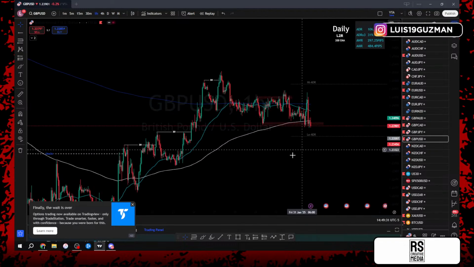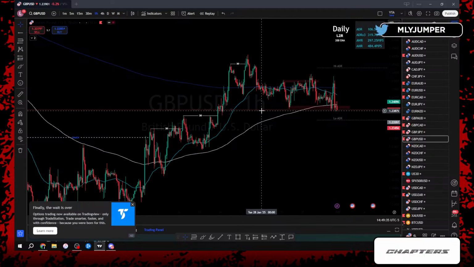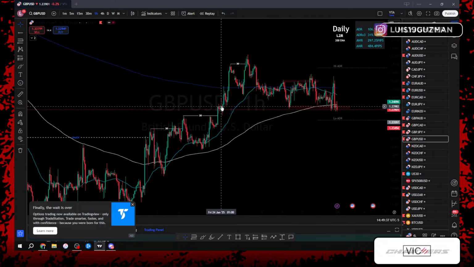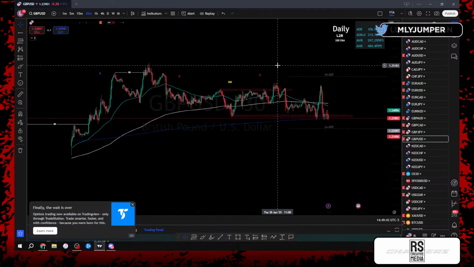I want to check the 1 hour real quick, just to kind of gauge where we're at. We have a little engulfing candle here that price tapped into already, but this is not a strong engulfing candle anyway, so I'm not going to mark that in the 1 hour.